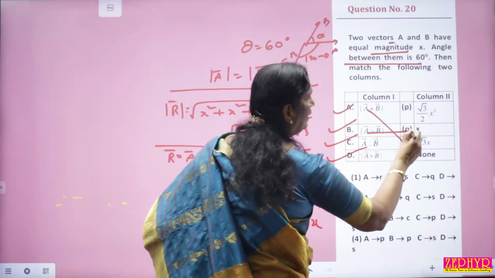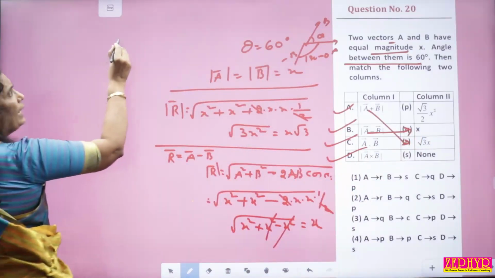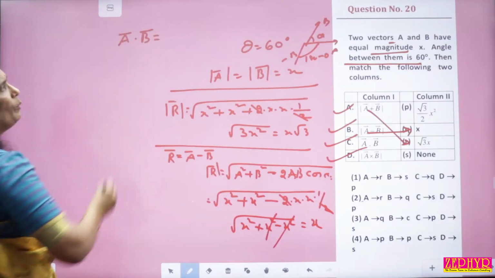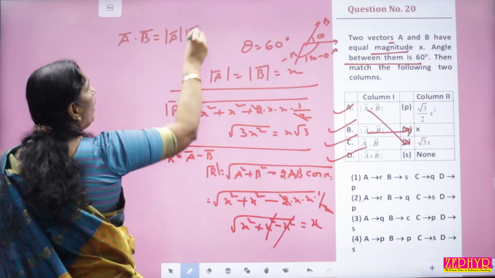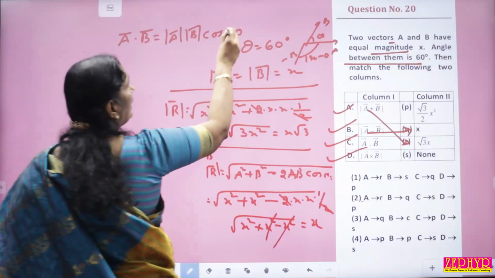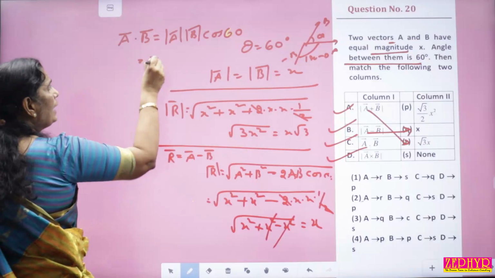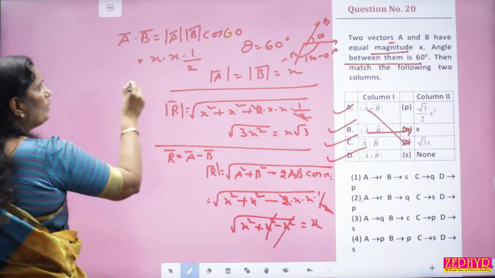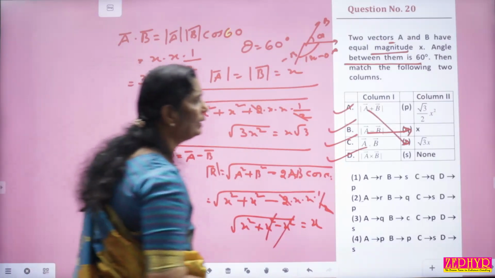Okay. Last but one, scalar product. A bar dot B bar. What is A bar dot B bar? Come on, say, mod A into mod B into cosine of the angle. The angle we can take as 60 degrees. So what is mod A? x. What is mod B? x. Cosine of the angle, how much? 1 by 2. So what will be the answer? x square by 2. Correct.